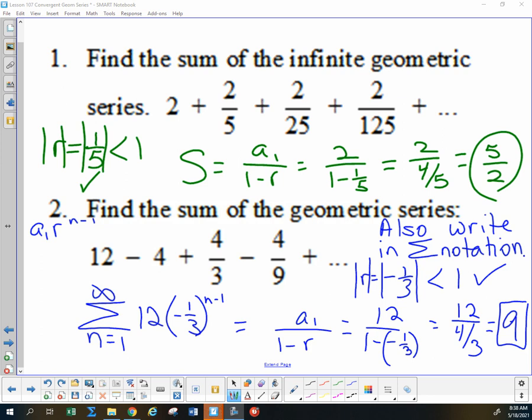Let's go back and let's do number 1, also in sigma notation. So n would go from 1 to infinity. What was our first term, everybody? 2. What was our ratio there? And then that would be to the n minus 1. All right, questions? All right, good job.